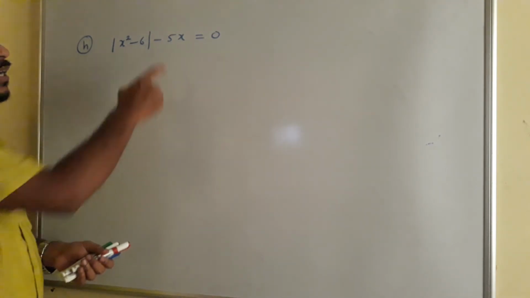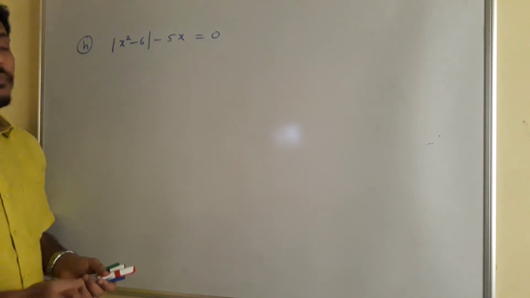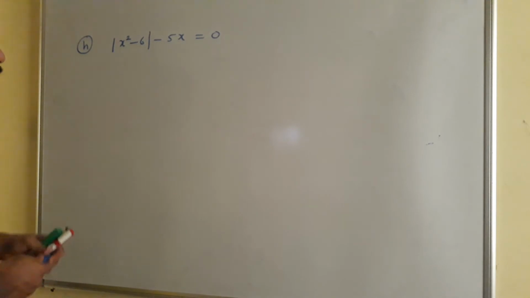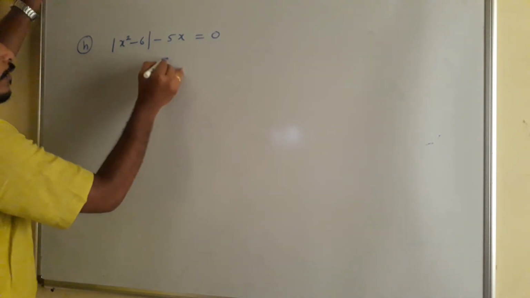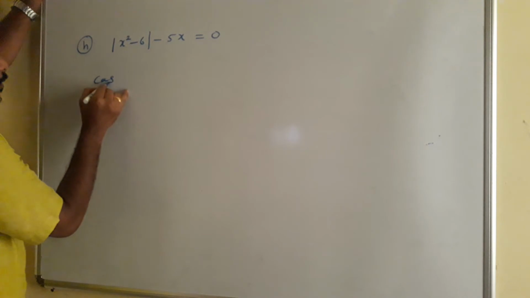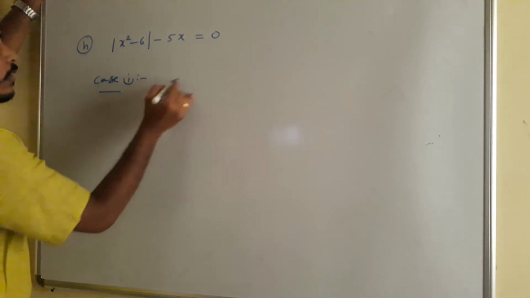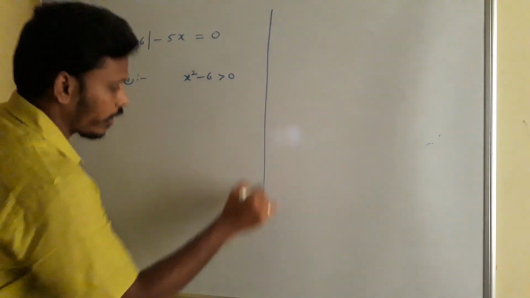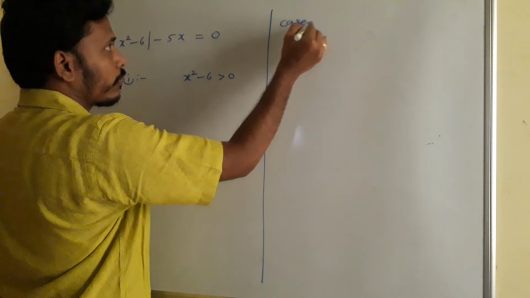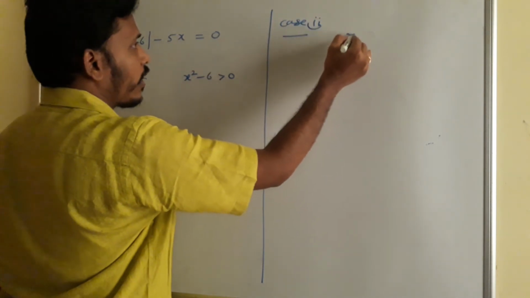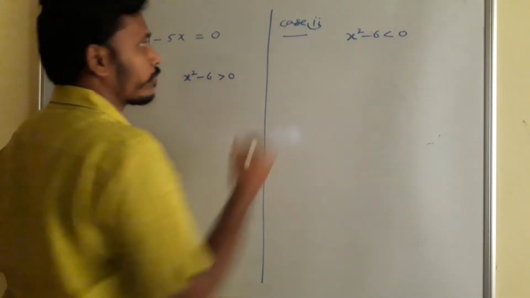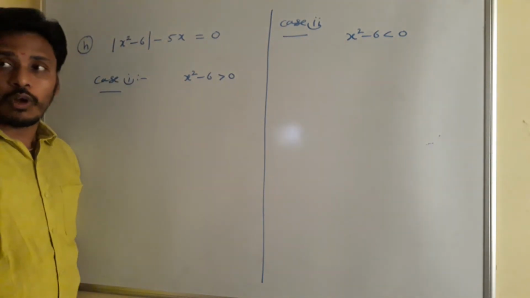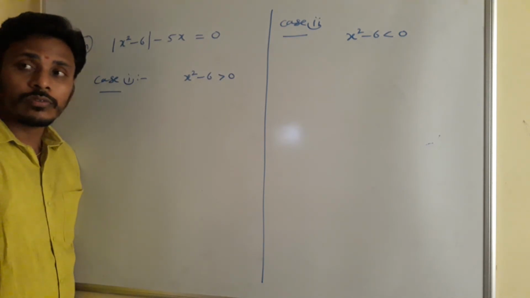Is it right? Sending this 5x to that side also won't work, because here again x is involved, right? Okay, and that's why my way of solution is, the problem I will solve in two cases. Case 1. In this case 1, my choice is x square minus 6 greater than 0. That's one case. And in case 2, I need to consider that x square minus 6 is negative.